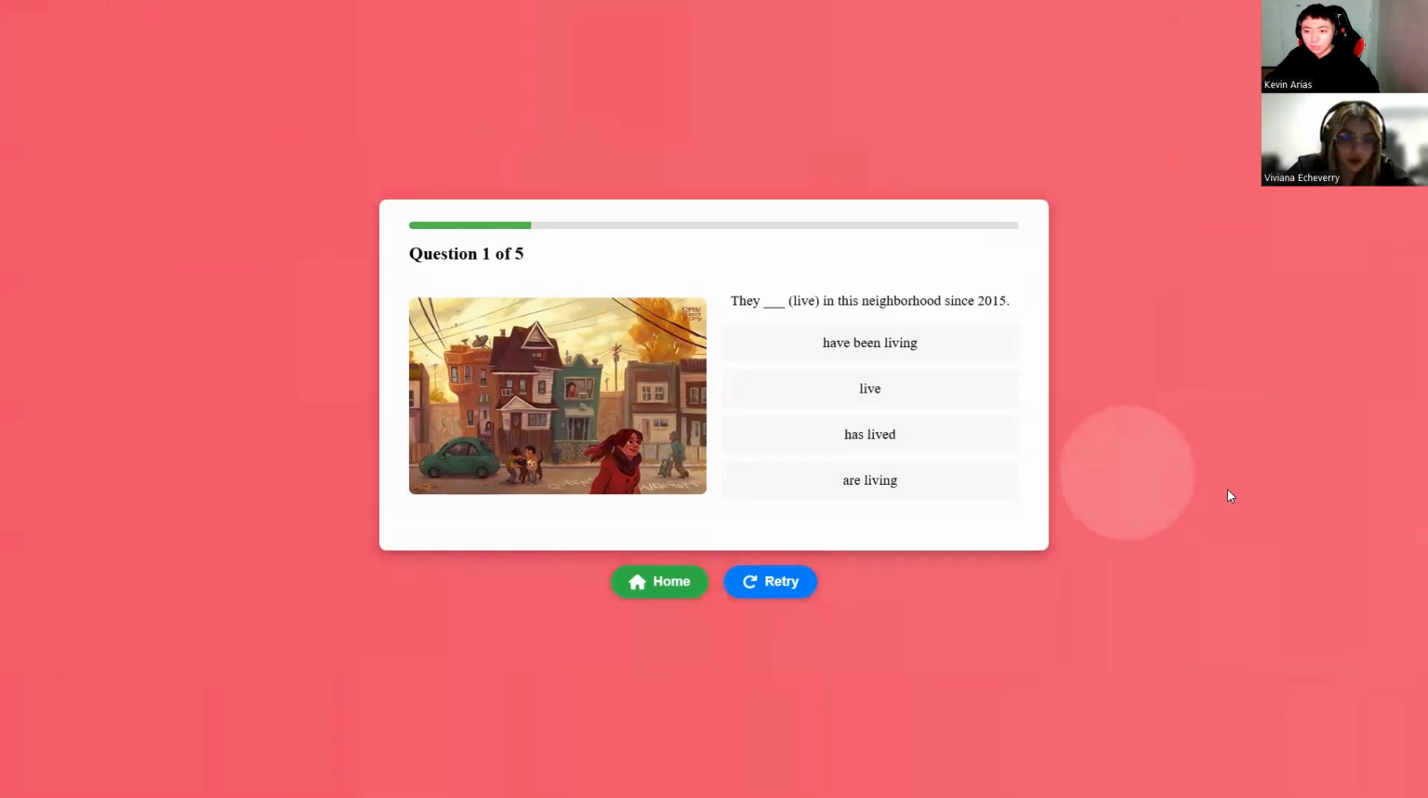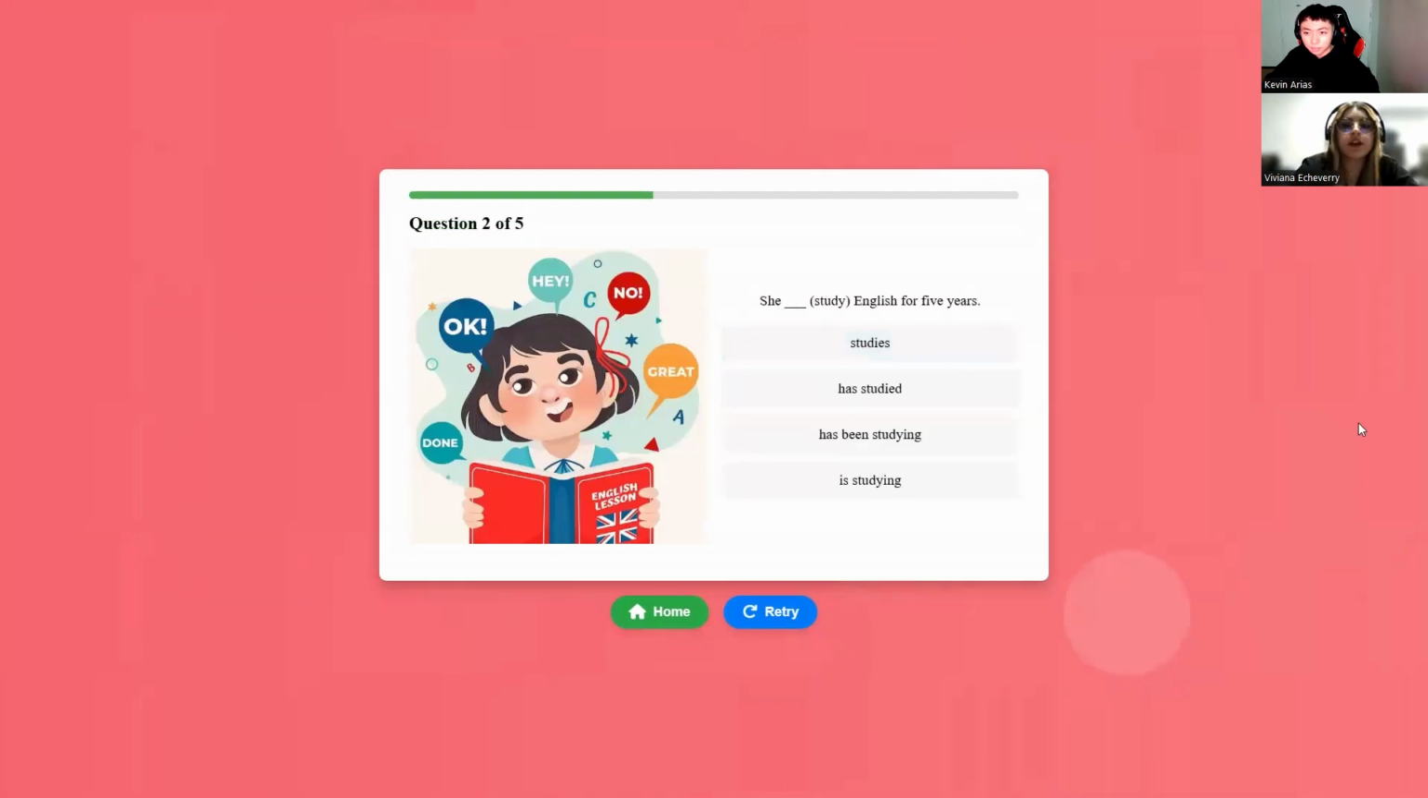Okay? So, the first question says, they live in this neighborhood since 2015. Kevin, which option is correct for you? I mean, the correct option is have been living. Perfect. The second question says, she studied English for 5 years. Which is the correct option? Okay, the correct option is has been studying.